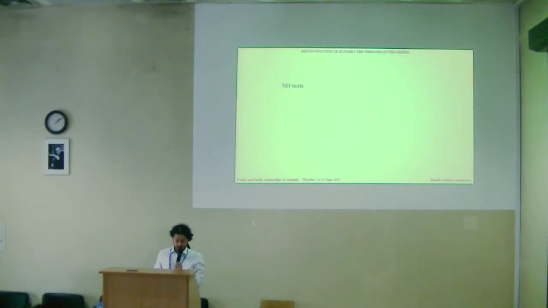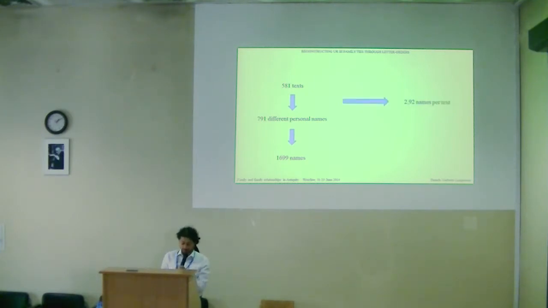Of the 581 documents that form the Lampasona corpus, there are 791 different personal names, for a total of 1,699 personal names. That means that on average, every text has almost three names in it. One could think that this number is quite low, since one imagines that every letter has a sender and a receiver, but actually senders are almost never attested in these texts, and also the seals are not so much diffused. So three presumably different personal names per text is quite a high number for texts that on average have 8 or 9 lines.